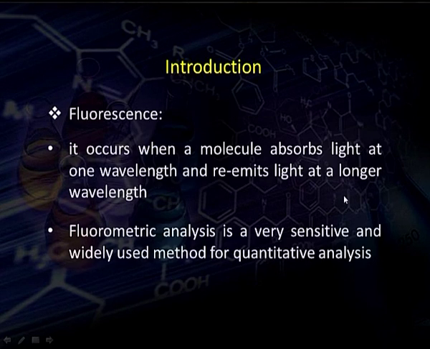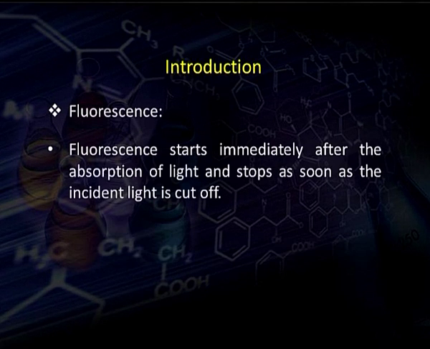Fluorescence occurs when a molecule absorbs light at one wavelength and re-emits the light at a longer wavelength. Fluorometric analysis is a very sensitive and widely used method for quantitative analysis. Fluorescence starts immediately after the absorption of light and stops as soon as the incident light is cut off. So, this is the property of fluorescence.